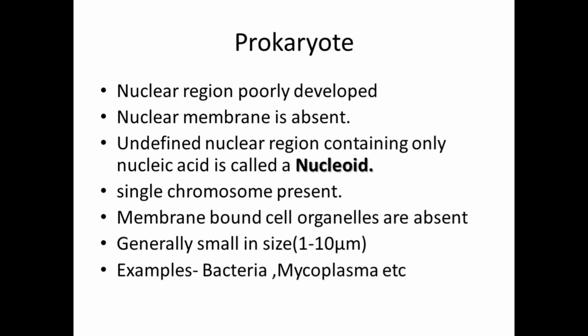It has a single coiled chromosome, and membrane-bound cell organelles are absent. In a normal cell there are membrane-bound cell organelles, but in a prokaryotic cell they are absent. Prokaryotes are generally small in size, from 1 to 10 micrometers. One micrometer is 10 raised to minus 6 meters. The size of a prokaryote is very small when compared with a eukaryote. Examples of prokaryotes include bacteria, mycoplasma, etc.